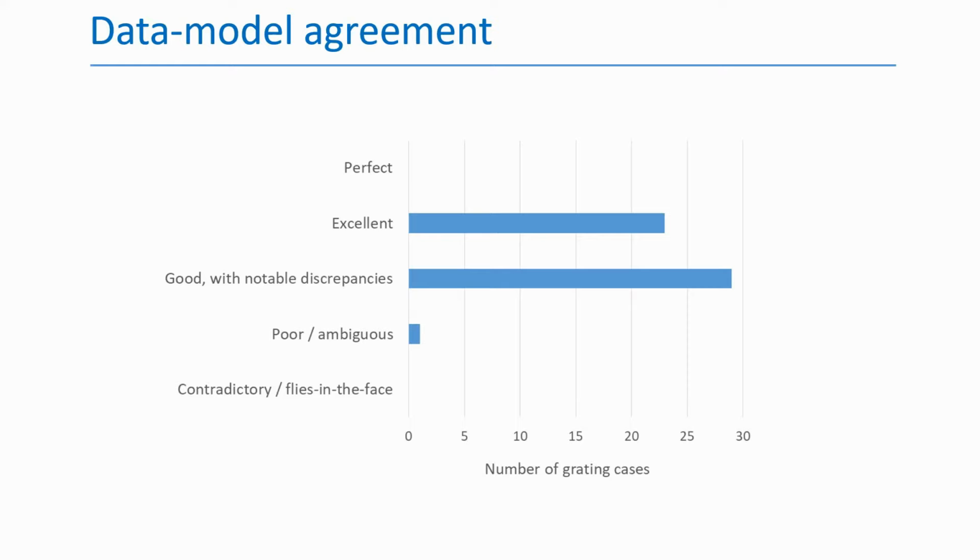It's difficult to quantify how well the data matches the theory, so instead I subjectively rated all the samples on a scale with 5 levels: perfect, excellent, good, poor, and contradictory. None were ever truly perfect, but I classified 23 as excellent, 29 as good, and 1 as poor. The 2 I showed a moment ago were considered excellent. Also, very importantly, not a single example was contradictory.